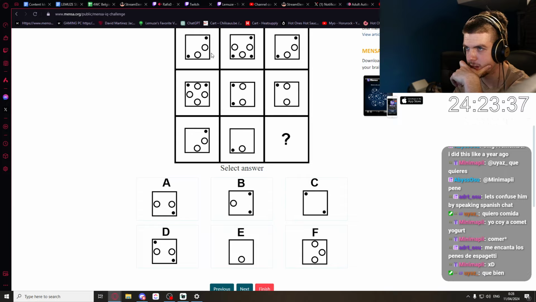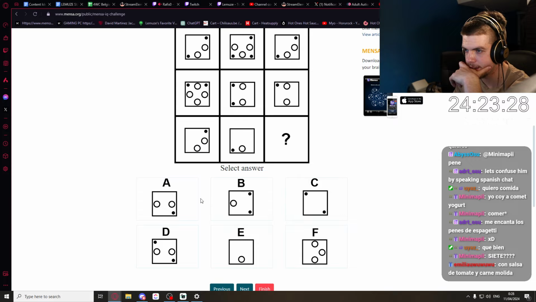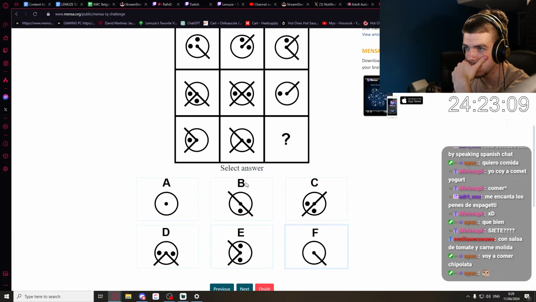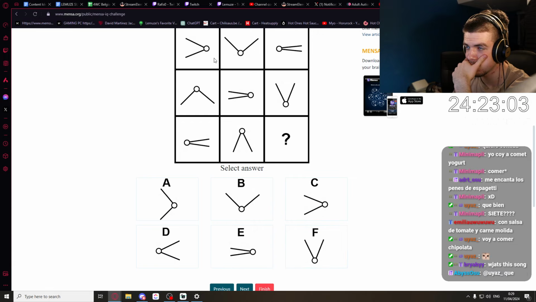Representative, this is 3, 2, 4, 2. Therefore, there's one less here. 2, 1. 4, 2, 2, 1 is the same thing. So there's no dots. There's no black dot. Question is which ball. It's E. If it stacks, it stays. No dots, and those cancel out. So it's this.